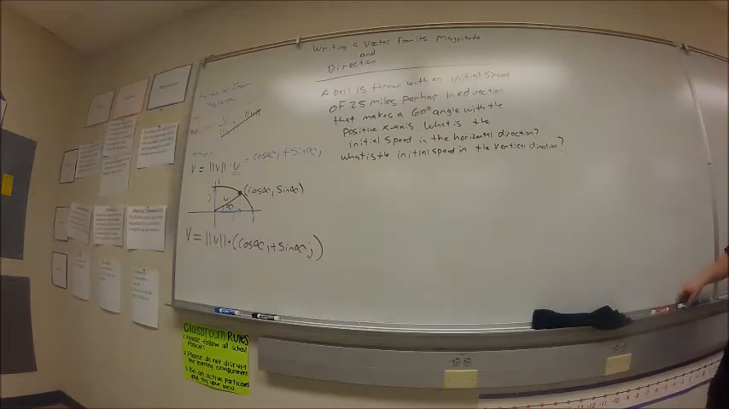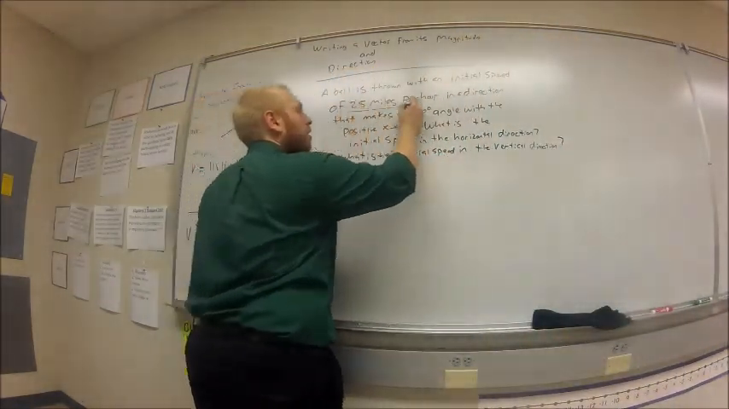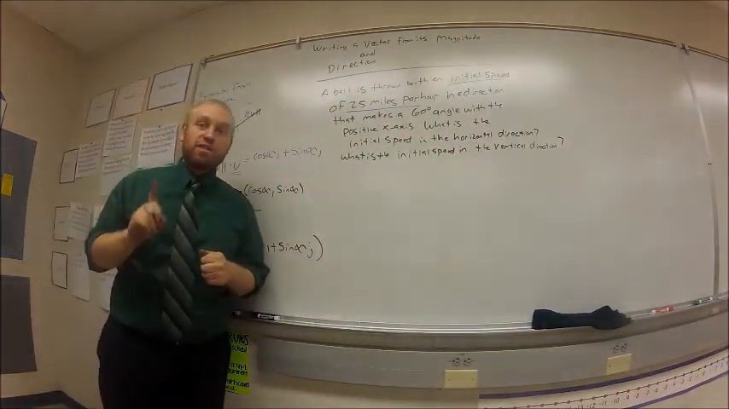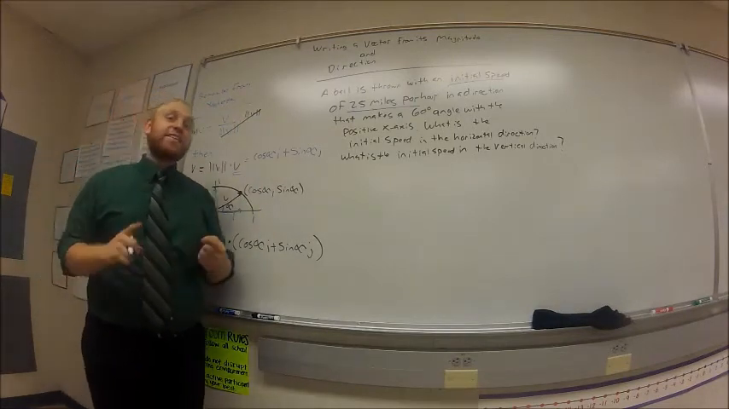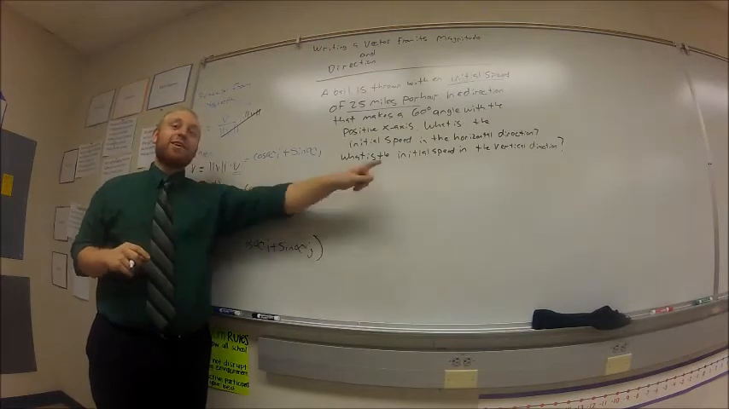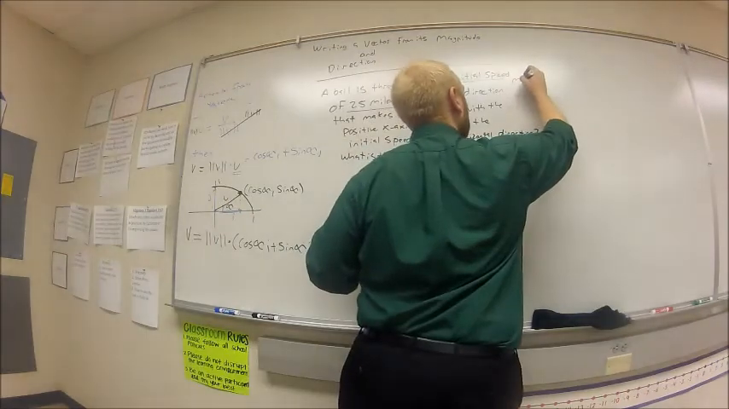First thing, a ball is thrown with an initial speed of 25 miles per hour. Initial speed, 25 miles per hour. Look back at your notes from day 1, from Monday. Magnitude, I said it's length or speed in applications. Application is speed. So this tells you your magnitude.